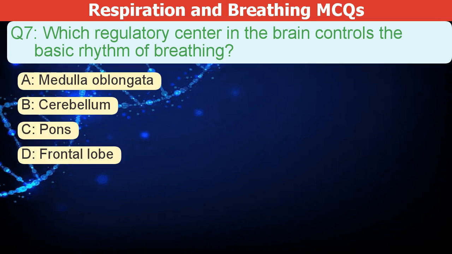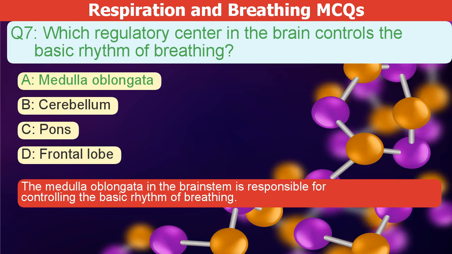Which regulatory center in the brain controls the basic rhythm of breathing? A. Medulla oblongata. B. Cerebellum. C. Pons. D. Frontal lobe. The correct answer is A. The medulla oblongata, in the brainstem, controls the basic rhythm of breathing.